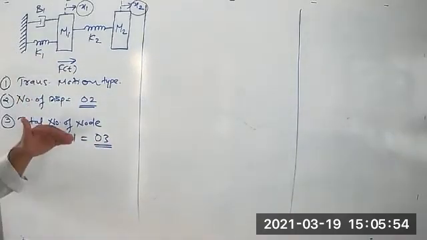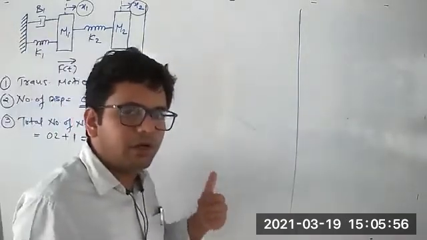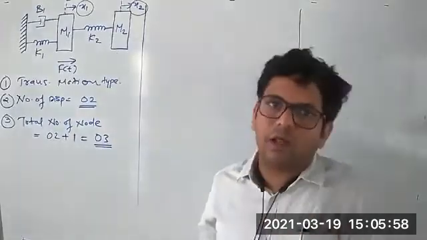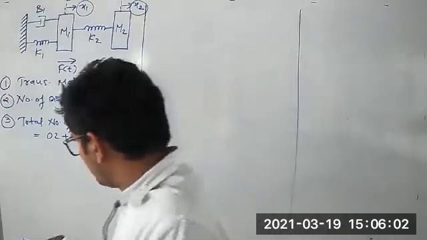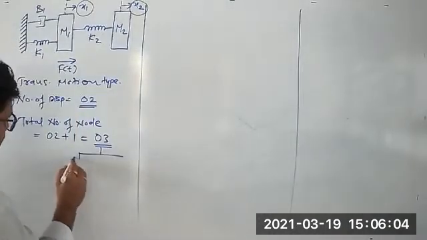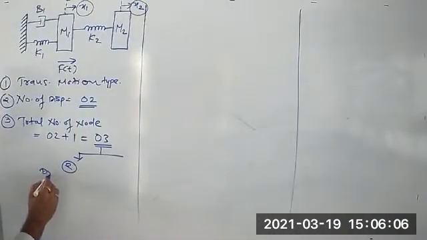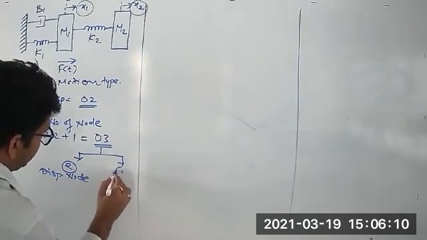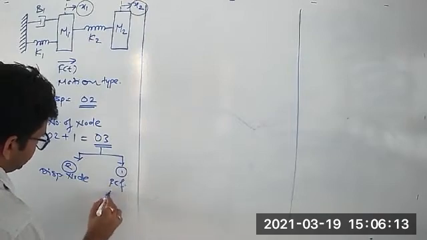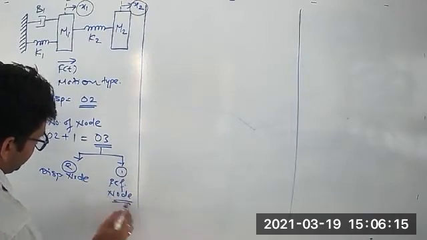That means if we draw the node diagram for this particular system, in that node diagram we need to indicate 3 nodes, out of which 2 nodes indicate the displacement nodes and 1 indicates the reference node, which is very very important.